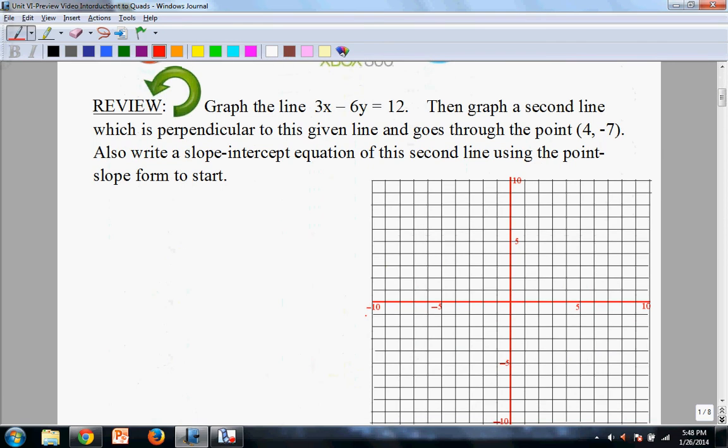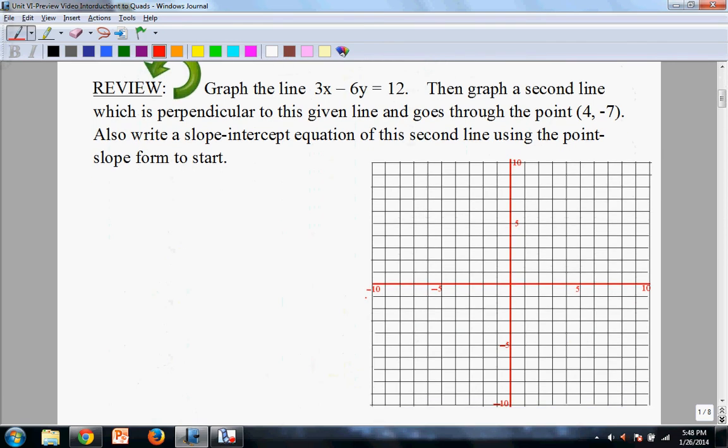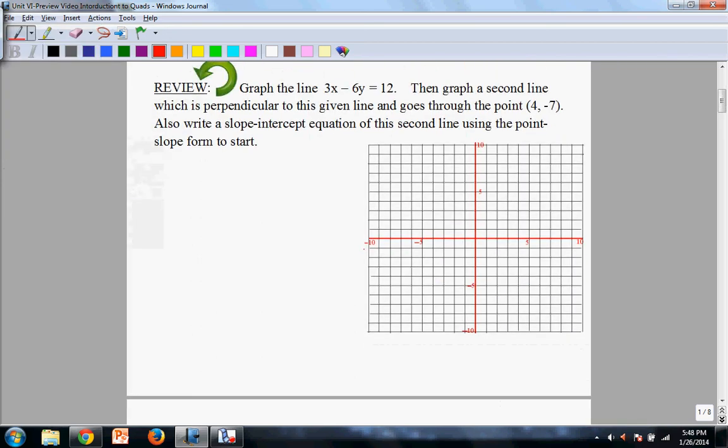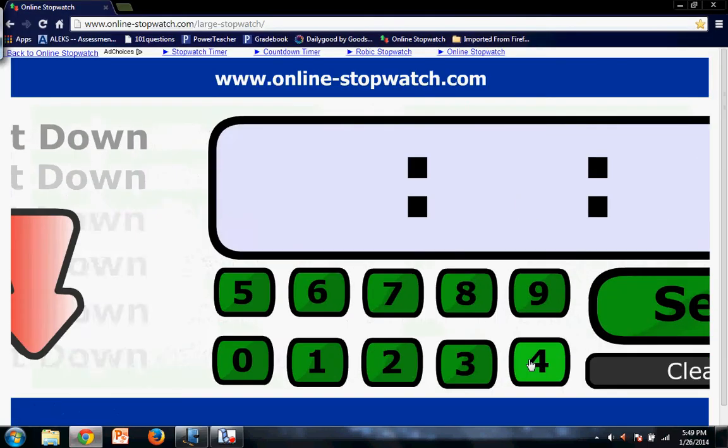We're going to start first by doing a quick review here. It says you're going to graph the line 3x minus 6y equals 12. Then graph a second line, which is perpendicular to the given line and goes through the point (4, -7). Also write a slope-intercept equation of this line using the point-slope form to start. I want you to attempt to do this completely on your own. You have 3 minutes, and then I'll go over this problem. 3 minutes. Ready? Go.